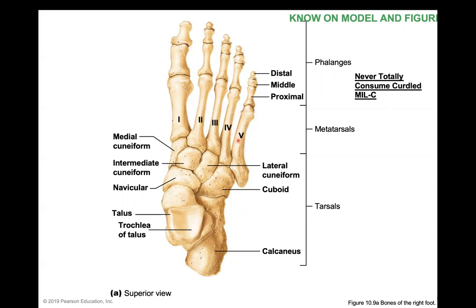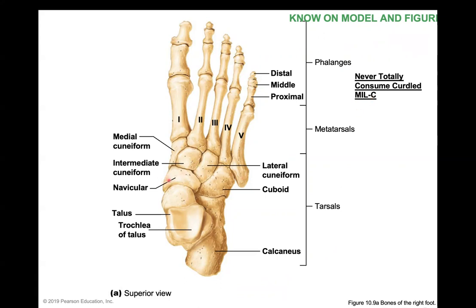And then finally, we have the tarsals or the ankle bones. Just like the hand, we have a phrase we can use to remember these, and that phrase is never totally consume curdled milk. Notice that the milk is MILC, and that is because we have three cuneiform, which I'll show you here in a second.